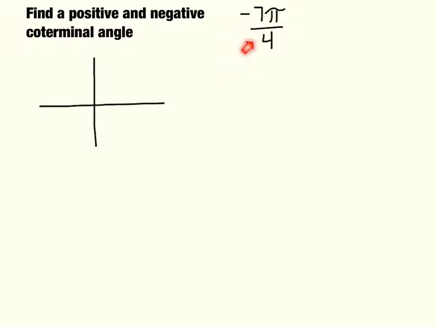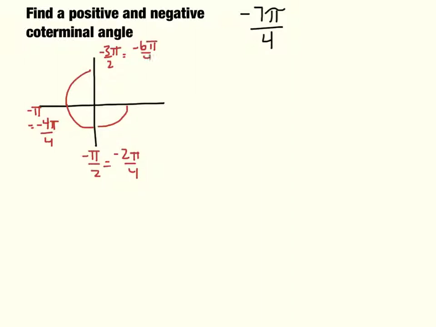Let's just keep going around just like I was saying. So I've gone negative pi over 2, which is negative 2 pi over 4. So I keep going. This is negative pi, which is the same thing as negative 4 pi over 4. So, not to negative 7 yet. Keep going. This is negative 3 pi over 2 around. So, that's negative 6 pi over 4. And I can stop right here at negative 7 pi over 4, because if I go all the way around to negative 2 pi, well, that's negative 8 pi over 4.